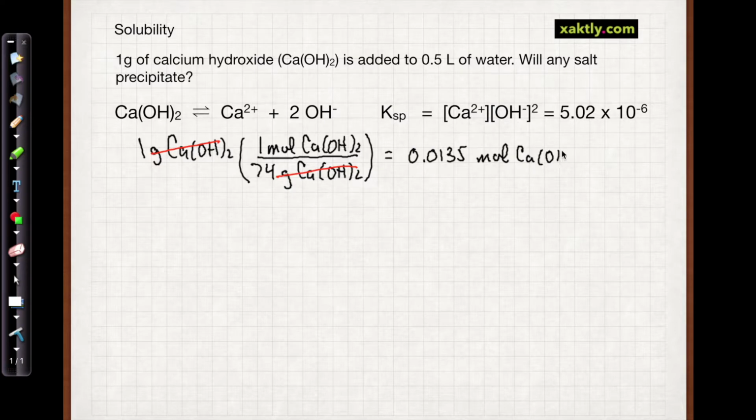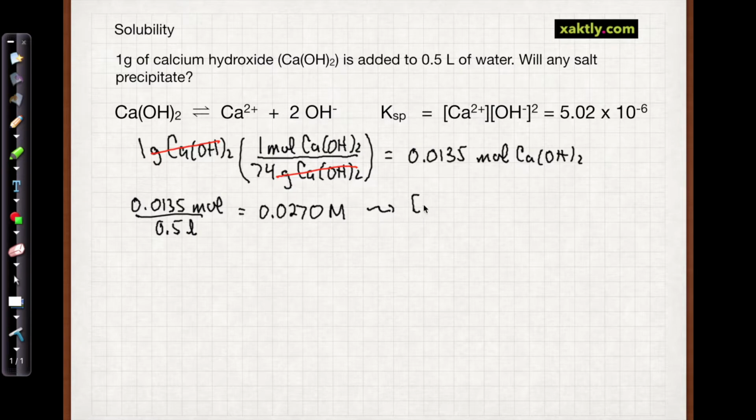Now we're only making a half a liter of this solution, so we need to calculate the concentration by dividing 0.0135 moles of solute by half a liter to get 0.270 molar in calcium hydroxide.